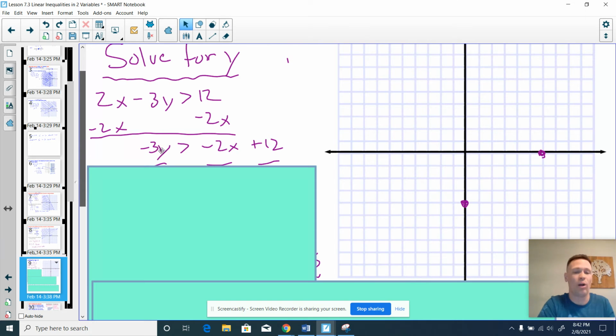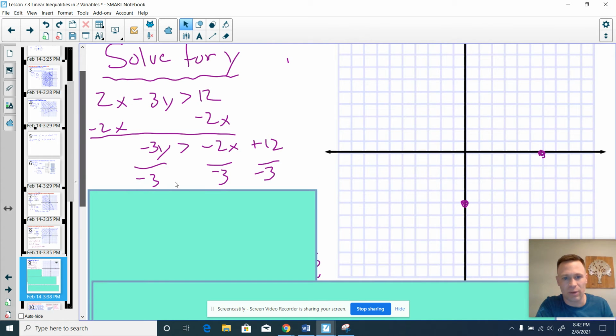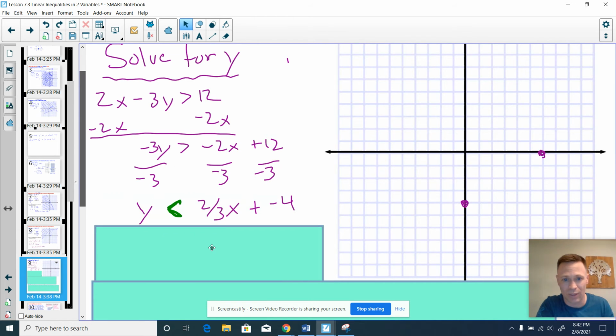Now, in order to get y all by itself, I have to divide by -3. Now, I'm going to divide everything by -3. So -3 divided by -3 just gives me y. This gives me a positive 2/3. This gives me a -4. That's what I get, right? y, 2/3 x, -4. Now pay attention to this.